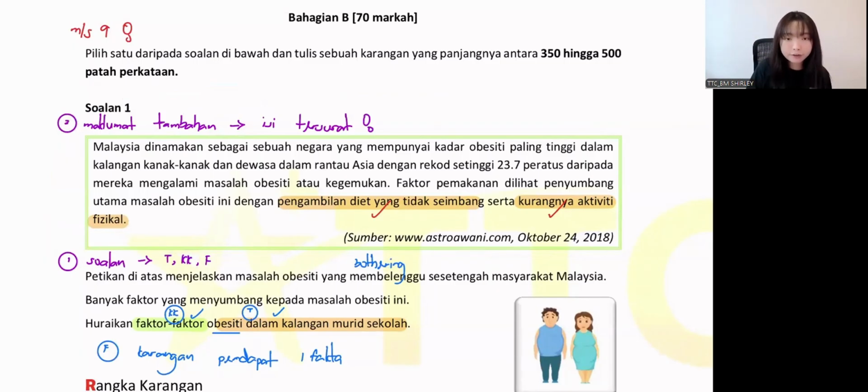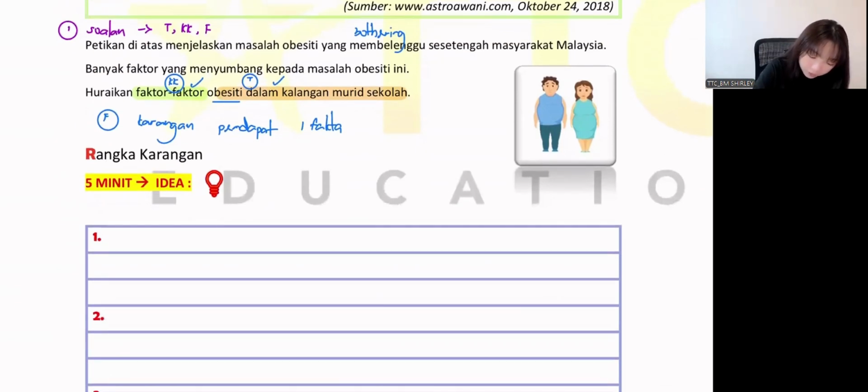Then if not enough, only then you add in yourself. Why am I saying it's not enough? Because 350 to 500 words, normally it's like 5 to 6 paragraphs, isn't it? 5 to 6 paragraphs, it will be like 3 to 4 isi. So 3 to 4 isi, over here it's only 2. So no matter what, you want to add in yourself. Okay, so the first one is the pengambilan diet. Okay, so this is about pemakanan.